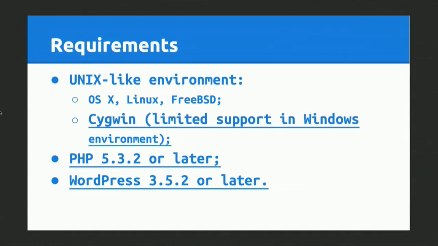The requirements to use WP-CLI are pretty much what we all have now on hosting. It's a Unix-like environment. They have support for Cygwin, but please do not install Windows and run PHP or anything else. It runs on PHP 5.3 or later, and WordPress 3.5.2 or later. If you install version 3.5.1, it will not run.